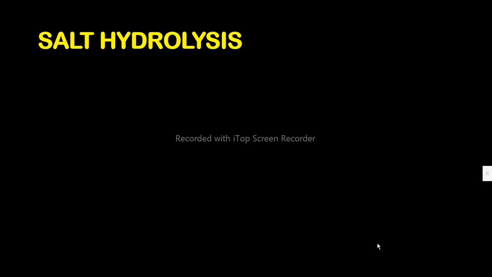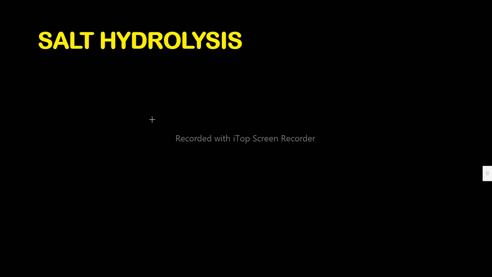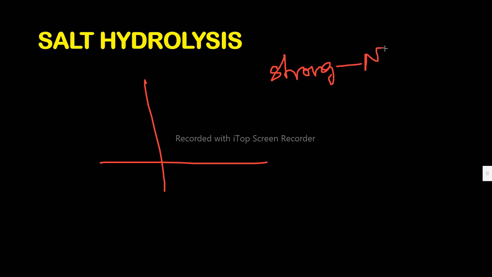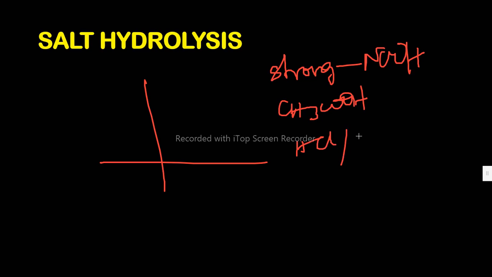For instance, you are titrating a strong electrolyte. Maybe it's a strong base such as sodium hydroxide, and you are titrating it with a weak acid, maybe CH3COOH. Or you are titrating a strong acid such as HCl with a weak base such as ammonia.